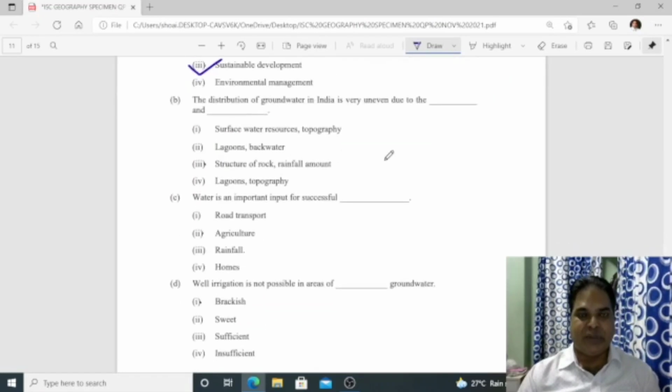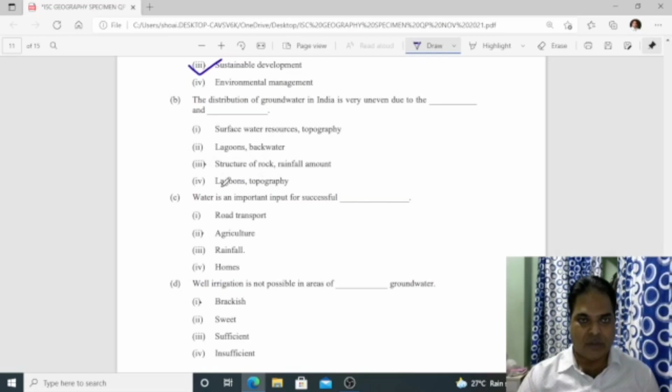B. The distribution of groundwater in India is very uneven due to dash and dash. So, surface water source, topography, lagoon. So, number 4, no, number 2. Number 3 is the correct option. Okay, structure of rock, rainfall amount. This is the correct option.